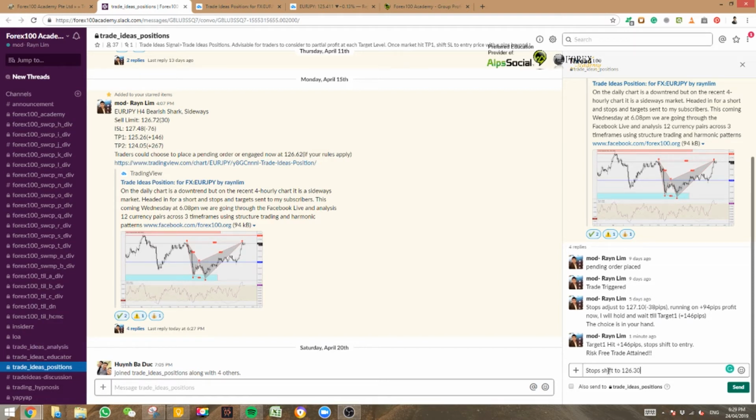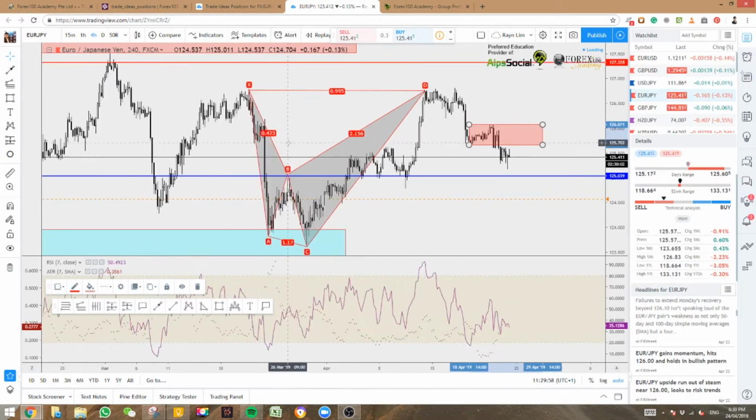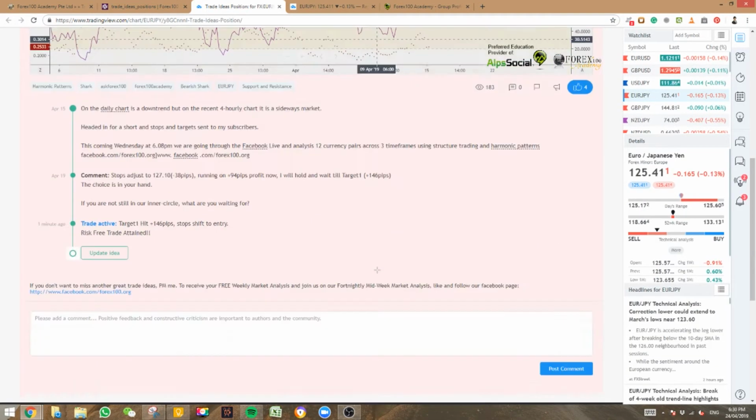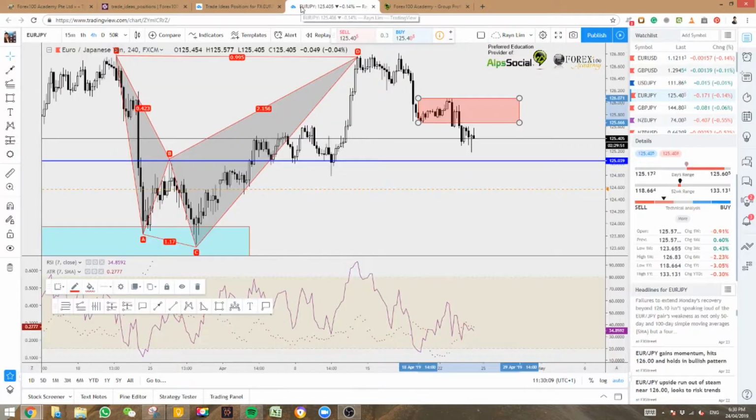So even with stop loss, I am earning 42 pips for target 2. It's wonderful. Alright, so it's very much based on structure. That's why I pretty much name this harmonic pattern and structure trading, a combination of both. Alright, this is harmonic pattern.